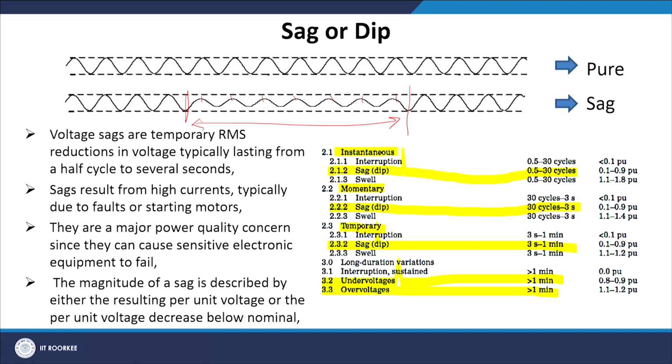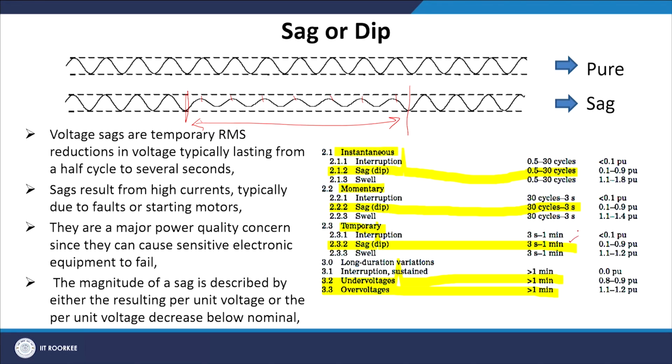meaning the magnitude reduced. So sag or dip also takes place for 0.5 to 30 cycles, and in case of momentary it is 30 cycles to 3 seconds. In case of temporary it is 3 seconds to 1 minute. Voltage sags are temporary RMS reductions in voltage, typically lasting from a half cycle to several seconds.